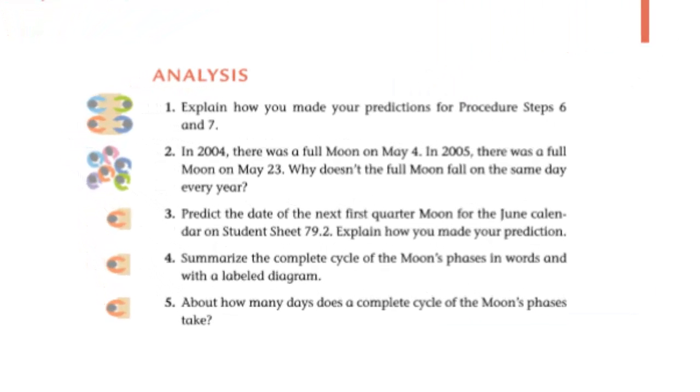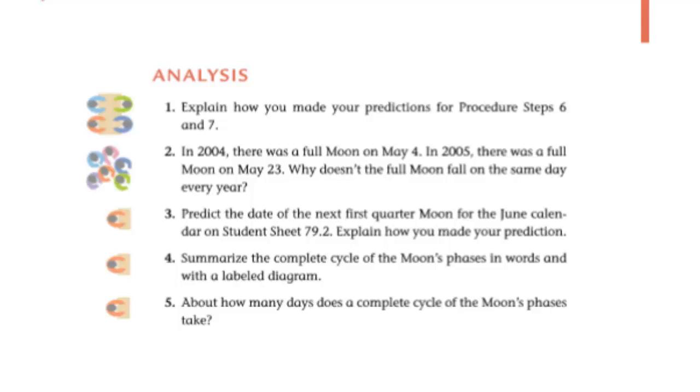In number 2, it says in 2004 there was a full moon on May 4th. In 2005 there was a full moon on May 23rd. Why doesn't the full moon fall on the same day every year? It's as we discussed in class that the months don't have the same amount of days, and so from one year to the next, it's not going to be the same day that the moon phase falls on.